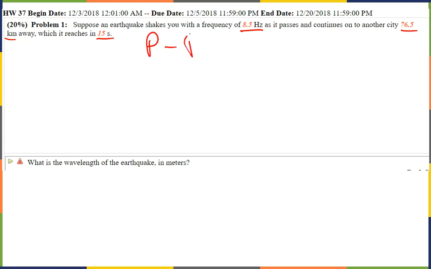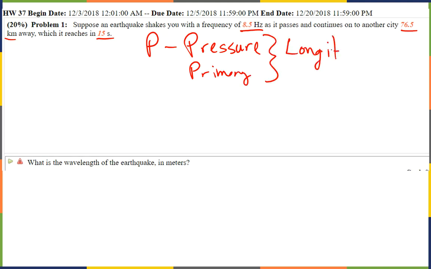P stands for either pressure or primary. In either case, it's a longitudinal wave, and it's faster. It's called the primary wave because it's the first one to reach you.